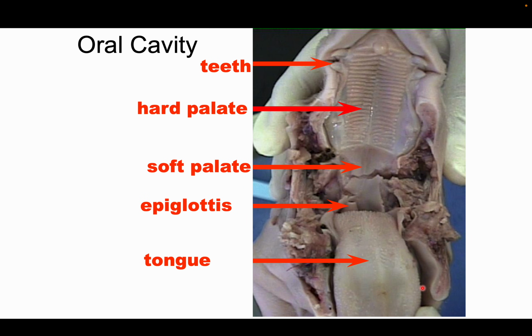So again, here is what it actually looks like. In the pig, these are the teeth on the side, the hard palate, the soft palate, the epiglottis, this flap, and then the tongue. And if you're interested, the epiglottis is the flap, but the opening that you see here, that is the glottis.